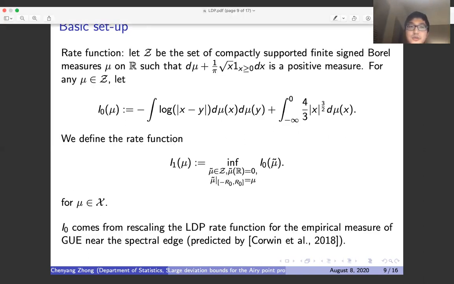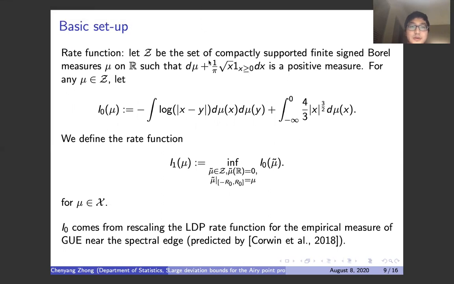And we can also define the rate function. So let Z be the set of compactly supported finite signed Borel measures on the real line such that this measure is a positive measure. Then we can define this function I0, which is a combination of this logarithm term together with this integration from minus infinity to 0. After defining I0, we can define the rate function I1 to be the infimum of I0 of mu tilde, where mu tilde ranges over measures in Z such that it has total mass 0, and when restricting to this finite interval, we get mu.